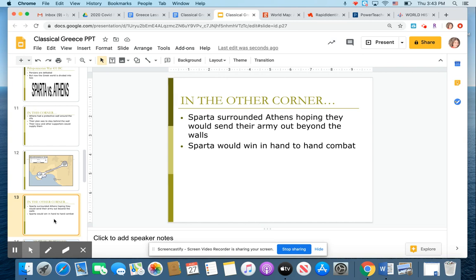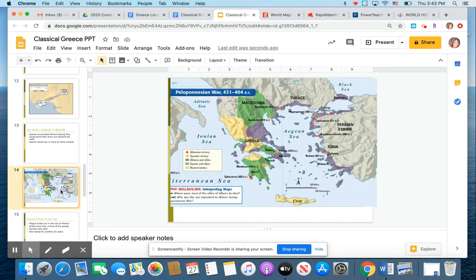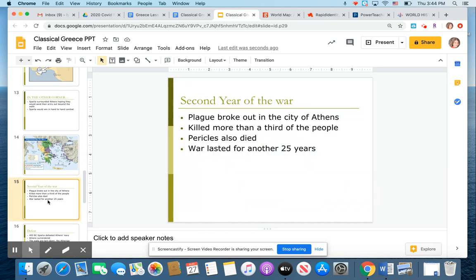Sparta just surrounds Athens for 26 years and hopes that they're going to come out of the wall. They don't really do anything to go after the navy, which would be the smart thing to do, but they just kind of stay outside the walls and hope that Athens comes out, which they don't. During the Peloponnesian War, most of the other Greek city-states take sides. They either support Sparta or they support Athens. And that's what that map is showing you.